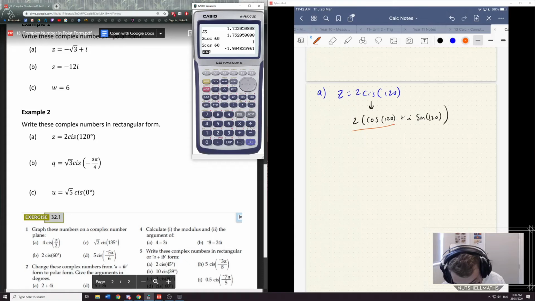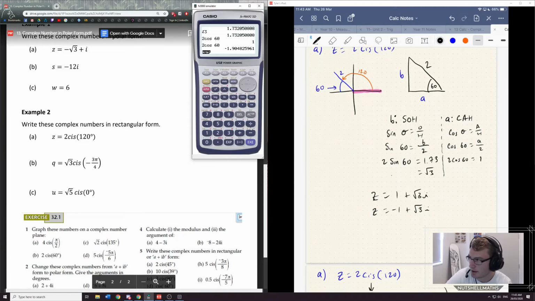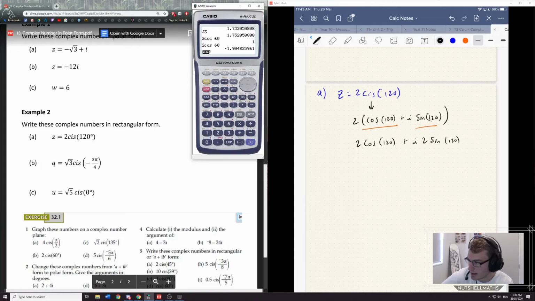This chunk multiplied by 2 is A, this chunk multiplied by 2 is B, so we can do 2 cos 120 plus I times 2 sine 120. Right? Which is so much quicker. But I want us to understand the context of what's going on. And this will produce the correct negative values because of how cos and sine work. Now her calculator was in radians, that was the only problem.